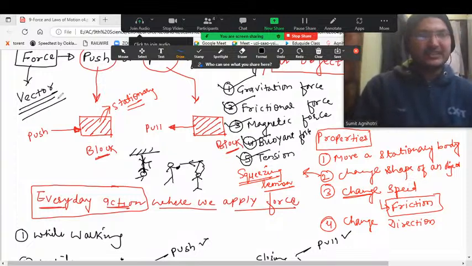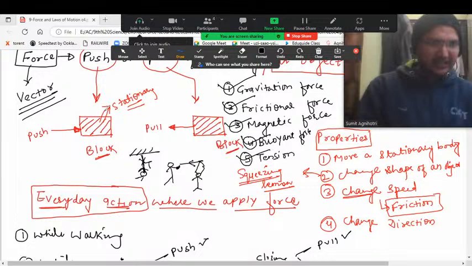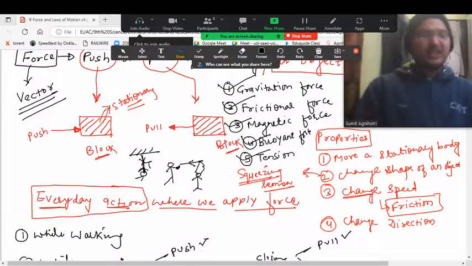Is it clear up to this? The first thing is force is simply a push or pull on an object. It can change the speed of an object. It can change the direction of an object. What are the different types? It may be gravitational, may be frictional. When do we have gravitational force? Between two planets it may be there. What is frictional force? On a surface it is always there. What is magnetic force? It exists with magnets.